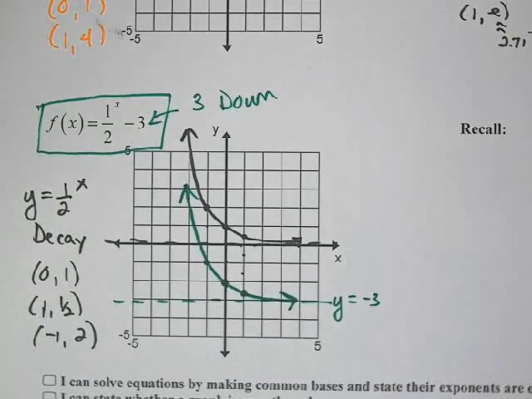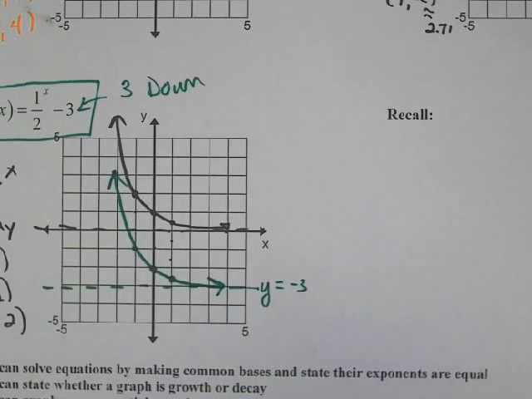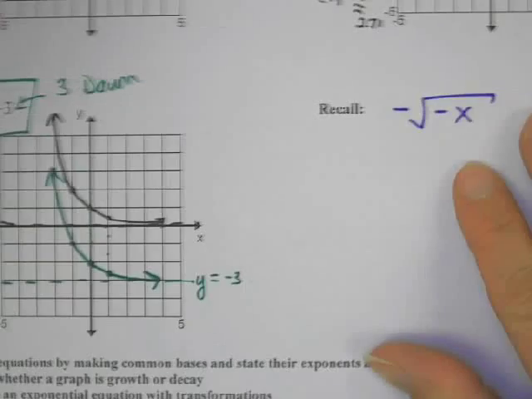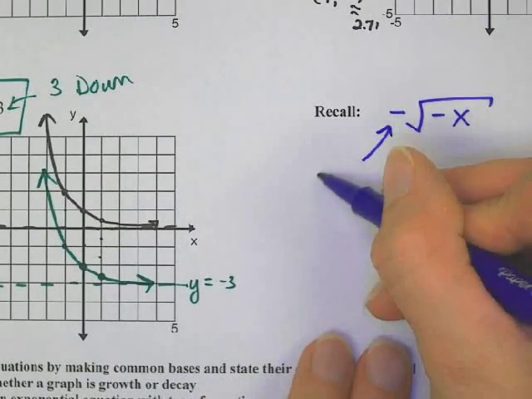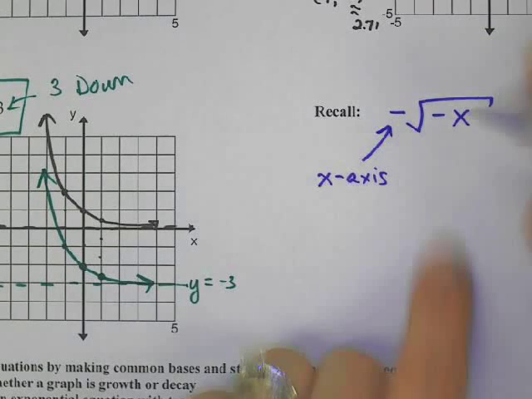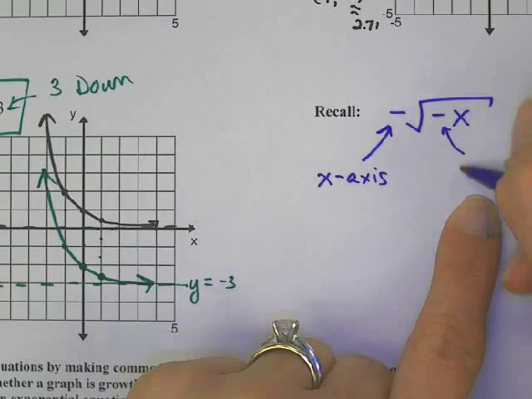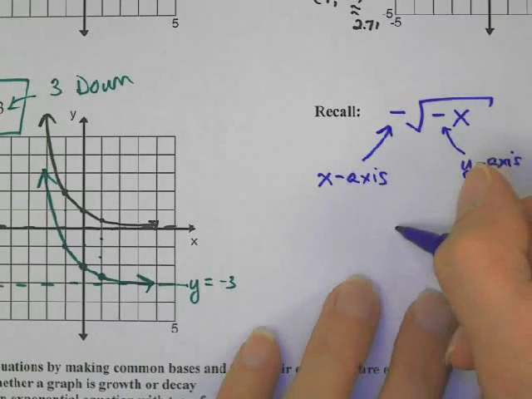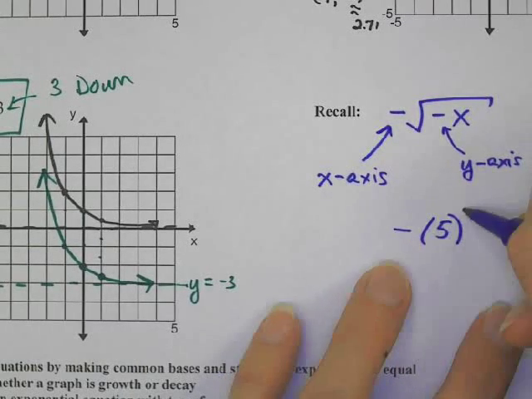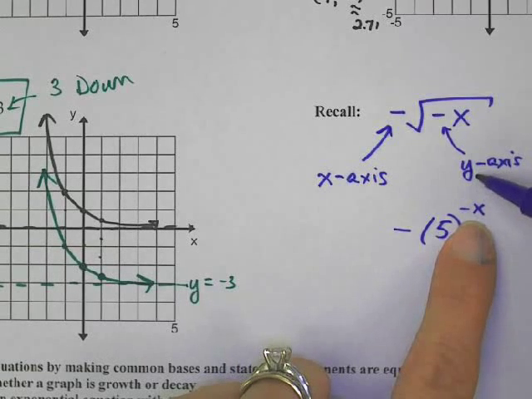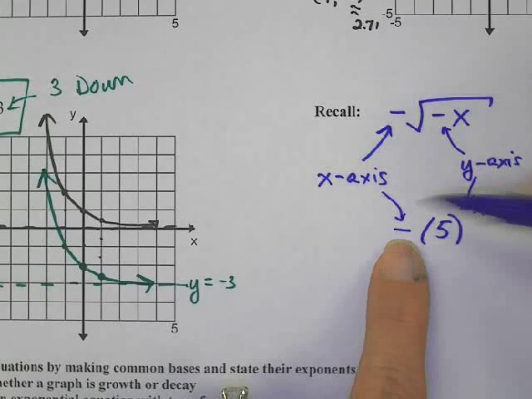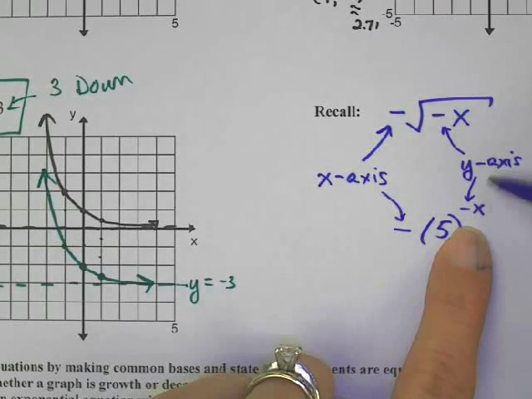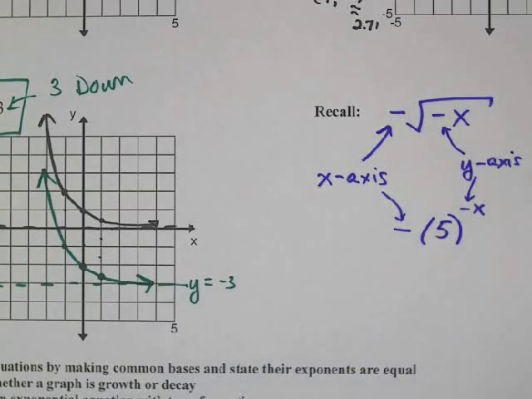Let me just refresh your memory. Here are some things that you learned in Chapter 2 that you might need to do when you're shifting. If we have negative square root of -x, this is how we studied it. If the negative is out in front, that is going to be a reflection over the x-axis. If the negative is inside by the x, that's the y-axis. So what's that going to look like for us? Exponentially speaking, if we have -5 to the -x power, this is the y-axis, because it's by the x, and this is the x-axis. Now you could also flip this number, do the reciprocal, and instead of a reflection over the y-axis, you would go from growth to decay or decay to growth.